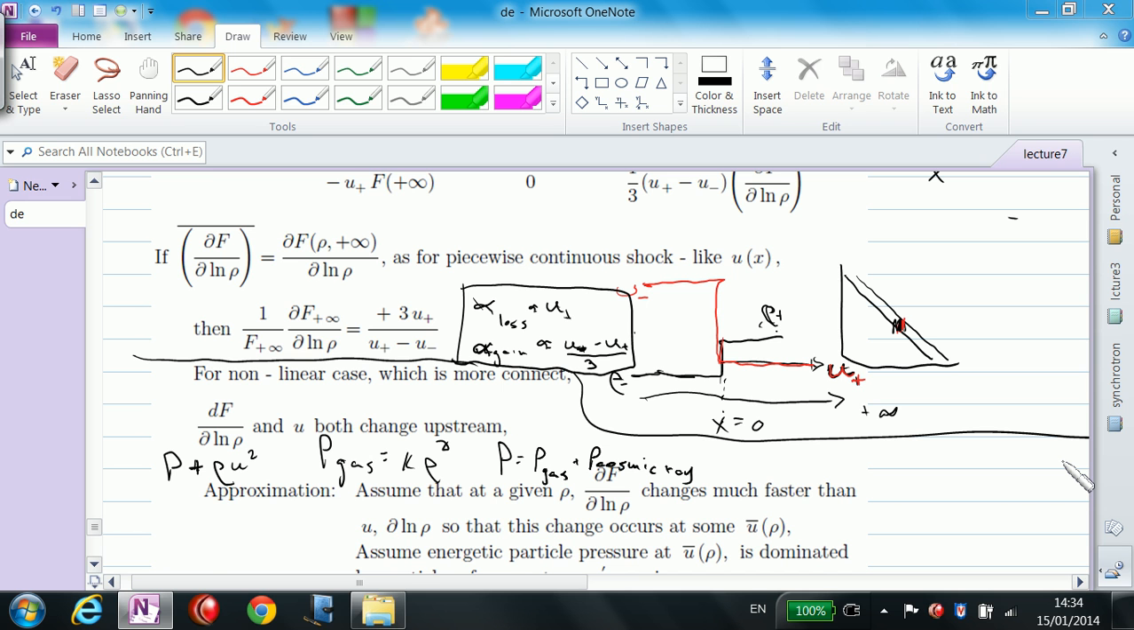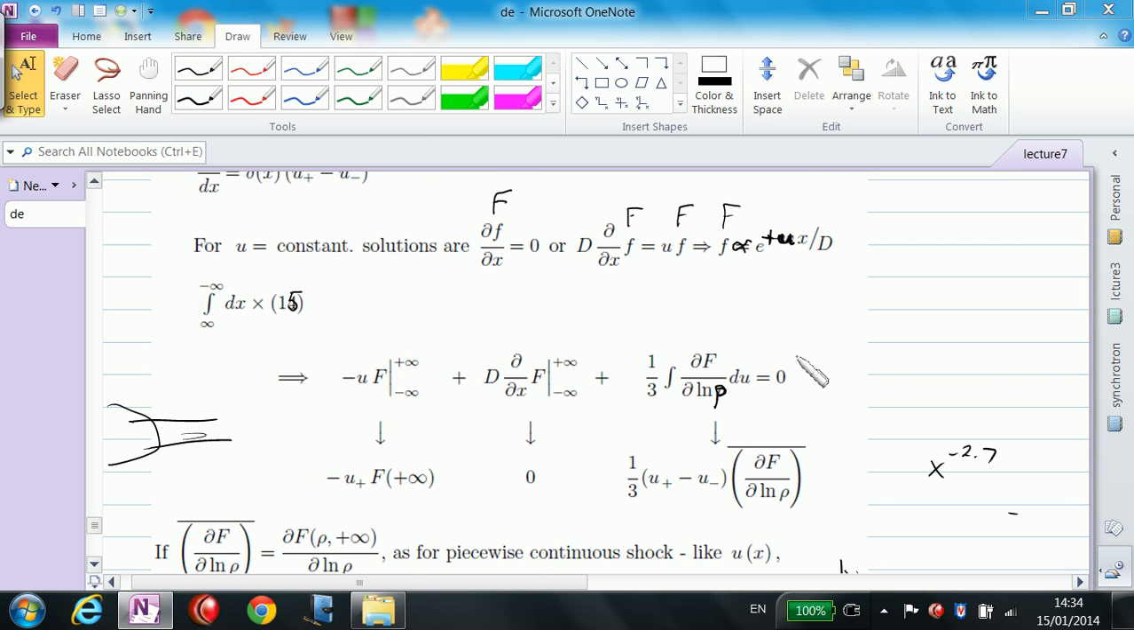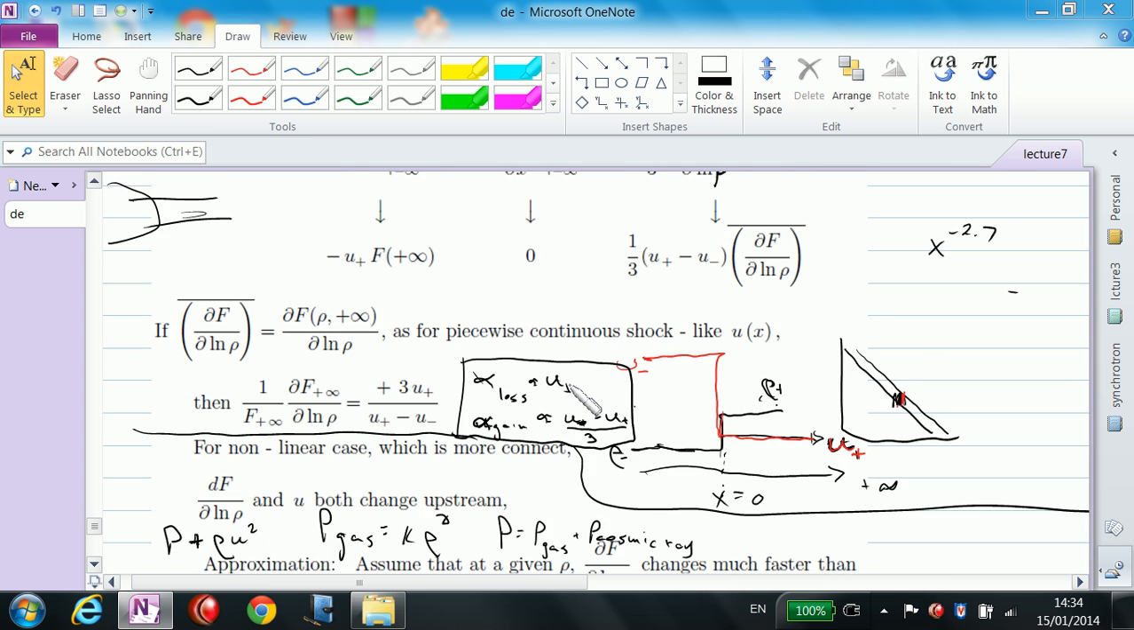And what's the cosmic ray pressure? Well, it depends how many cosmic rays there are. Nothing in here told you how many cosmic rays there are. It's a linear equation. You can put as many as you want in. How would you deal with it?